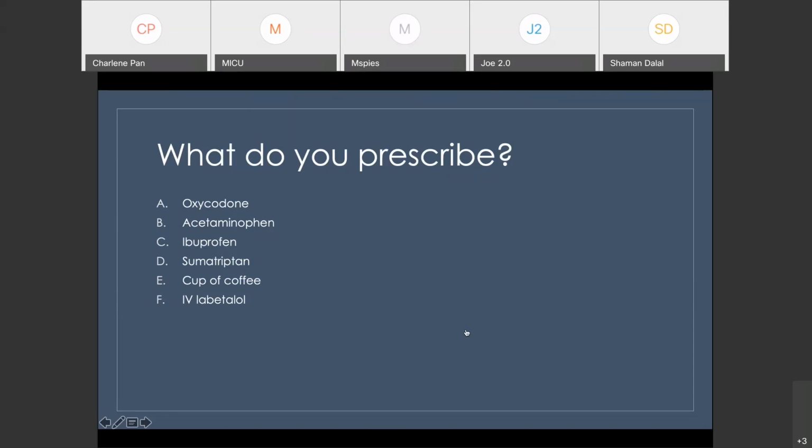Any questions? Tylenol, what is the max dose for patients with liver cirrhosis? So we try not to use more than 2 grams for a patient that has chronic liver disease. But for acute liver failure and stuff like that, obviously we would try to avoid it completely.